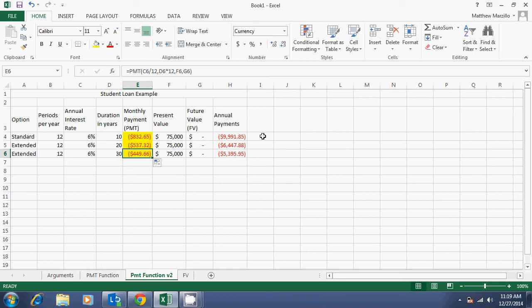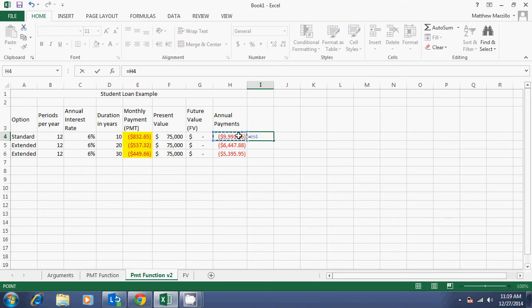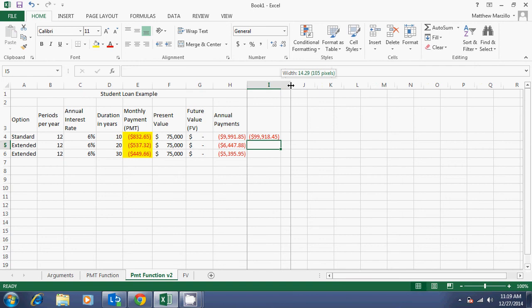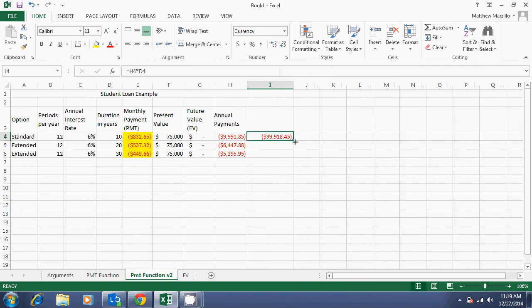But let's look at the total payment amount. Let's go ahead and put down another formula here. I want to multiply this annual payment number by the duration in years number to understand how much I'm actually going to be paying. What's the total in dollars and cents? How much more am I paying for one of these options over the other? We can simply do that by clicking the equal sign. We're going to multiply that number in cell H4 by the duration in years. Click enter. Okay, so it's nearly $100,000. That seems about right. We're starting off with $75,000, and there's some interest on there. Okay, let's pull that down.